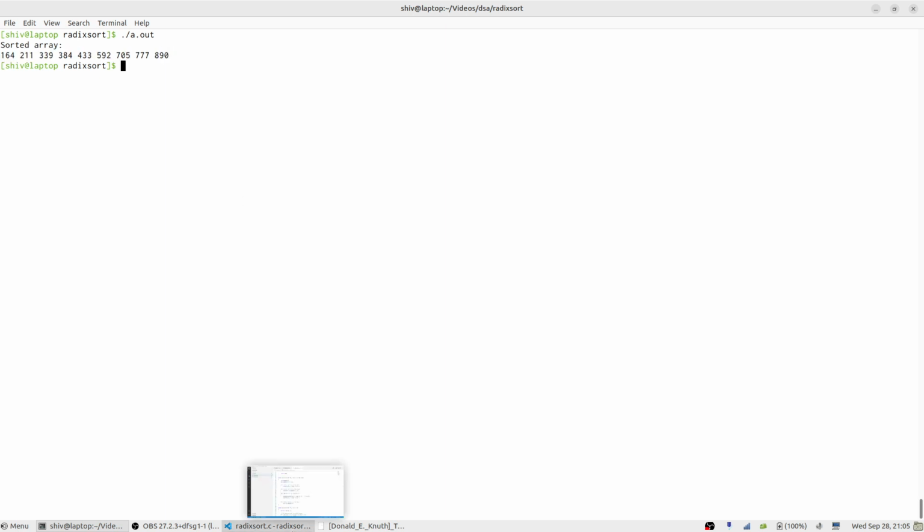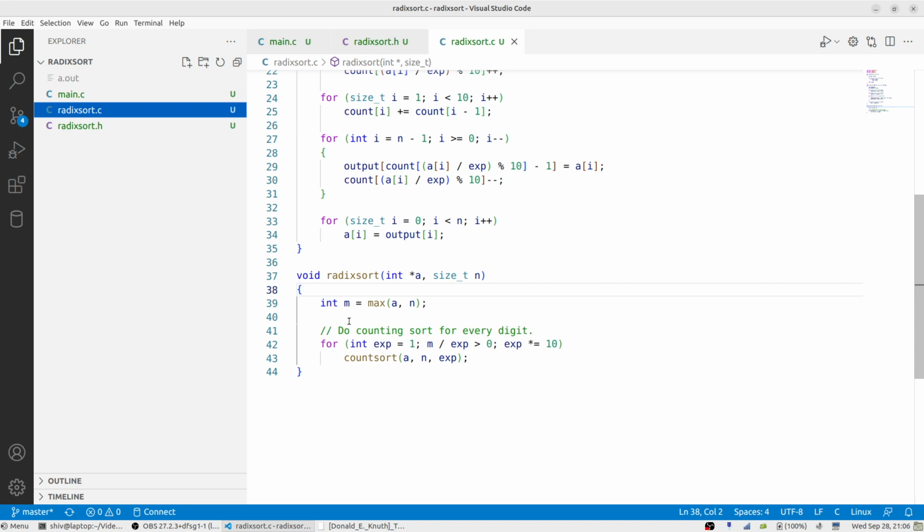I'll repeat this for clarity. Again, we find the max of the array and then we run a for loop in which we have something called exponent, and it starts with 1, and as long as the greatest number divided by exponent is greater than 0, exponent is multiplied by 10 because we are considering decimal digits. If we are treating binary numbers, this should be 2. For hexadecimal numbers, it should be 16, and for octals this should be 8. That is the base of the number system you are dealing with.